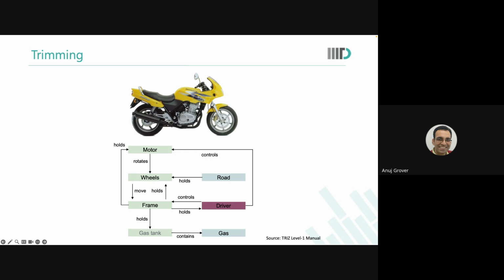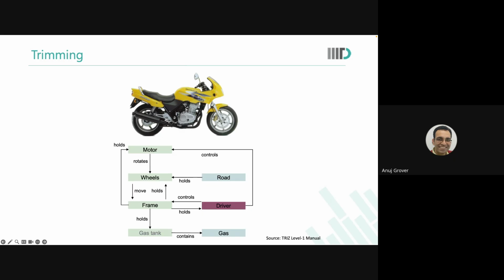Then you notice the functions. Motor rotates wheels. Wheels move frame. Frame holds wheels. Frame holds gas tank. Gas tank contains gas. Now, which is the basic function? Frame is a component. I'm asking which is the basic function?